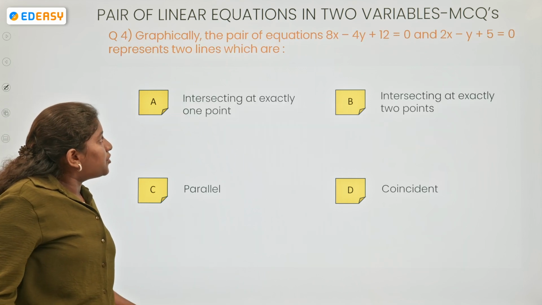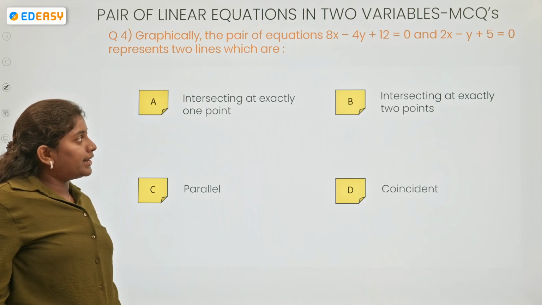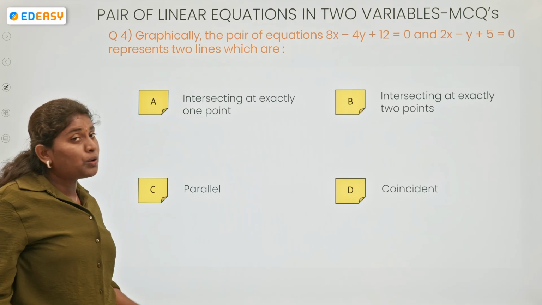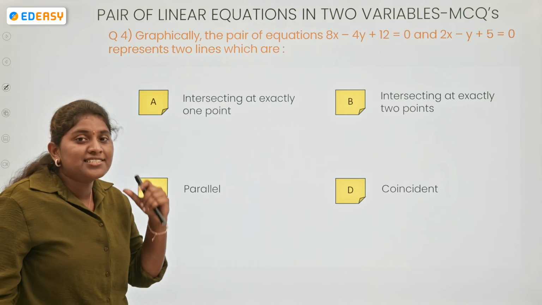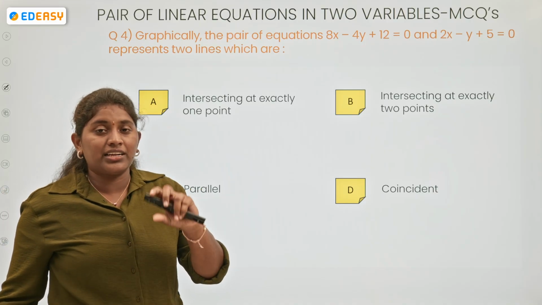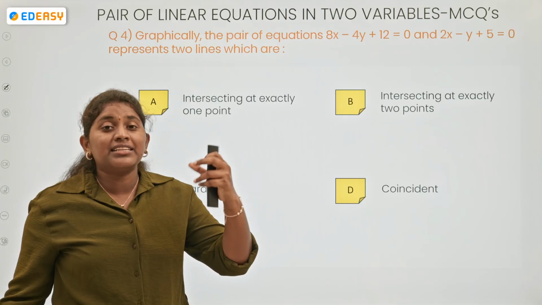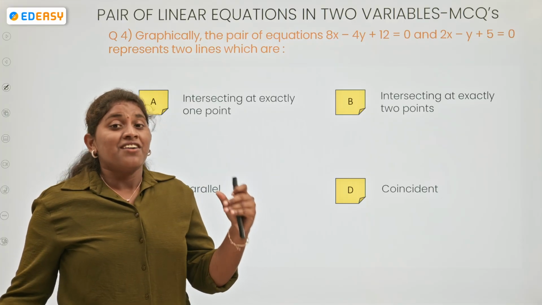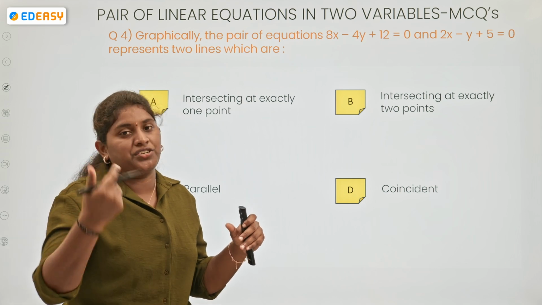Graphically, the pair of equations 8x minus 4y plus 12 equals 0 and 2x minus y plus 5 equals 0 represent two lines. That means you need to find what type of lines those are. Graphically means it will be time consuming if you are drawing them, taking the straight lines on the graph and then giving the conclusion. For that reason we are going to use the relation between the coefficients.